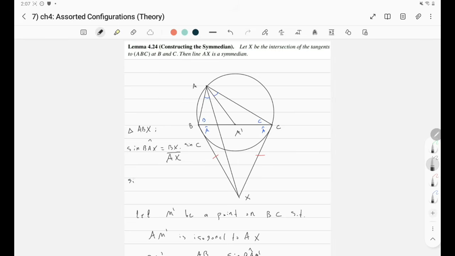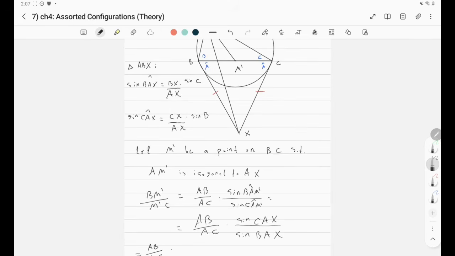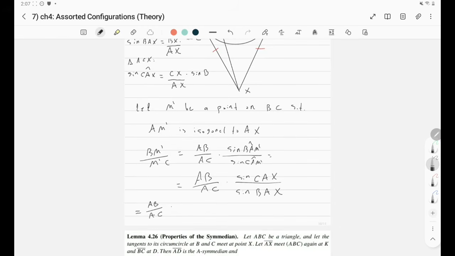And now I also can do the same in the other one. So now sine CAX is just equal to CX again times sine B. For the same reasoning, this angle here is 180 minus B, over again AX. Alright, and now if we just divide these guys, so we have CAX first, of course, here we applied it on ACX. If we just divide them, AX will cancel, BX will, and CX will cancel as well. So we just have sine B over sine C.